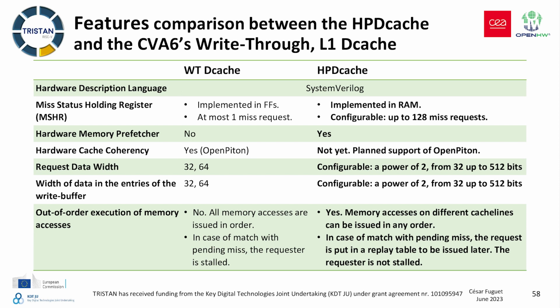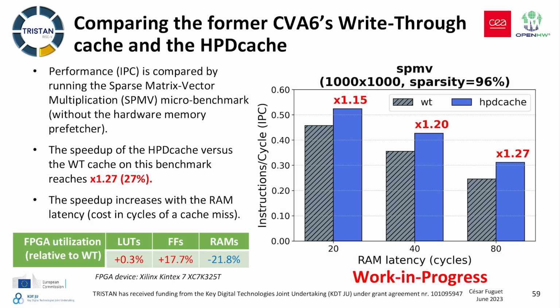Request ports can go from 32 to 512 bits of data width. We can also change the width of the write buffer entries to support write coalescing and have very large data to the NOC. And we have out-of-order execution to prevent the core from being stalled, right? Yeah, so this is a small comparison between the original cache and the new one.